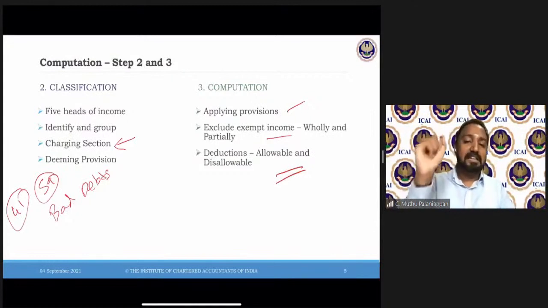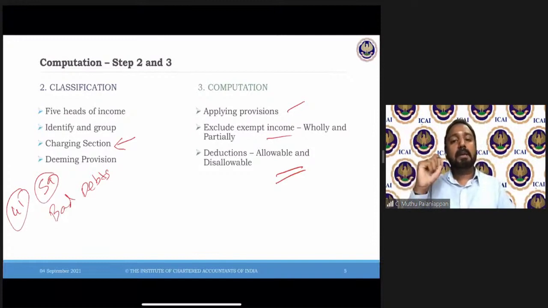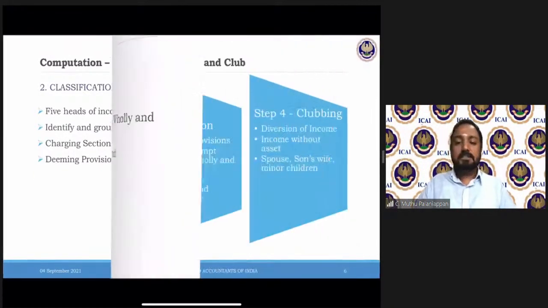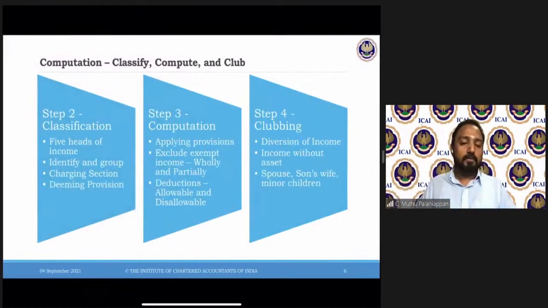Whatever you have studied under each chapter, each head of income, salary, business or profession, capital gain, other sources, house property, all this you compute independently. Each head you compute independently and arrive at income as per the head. So that's the thing. The next step, we said classification and computation we have discussed.